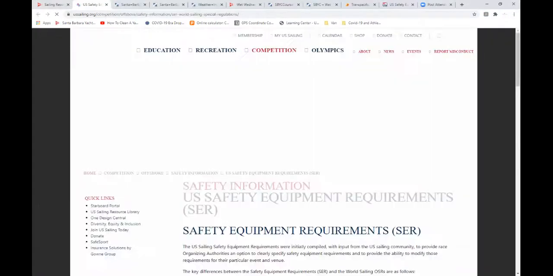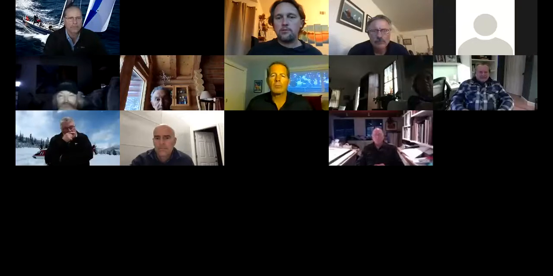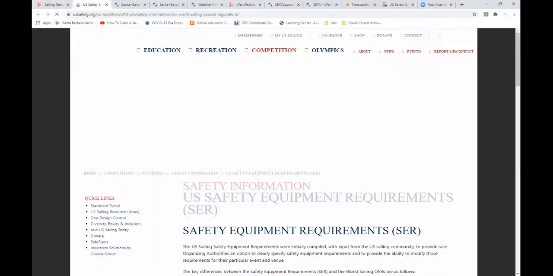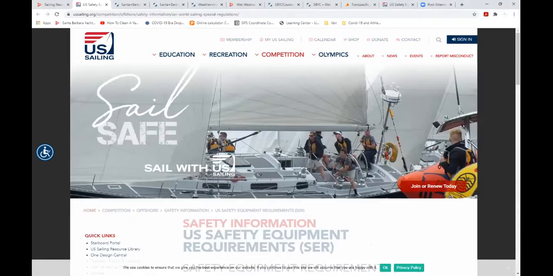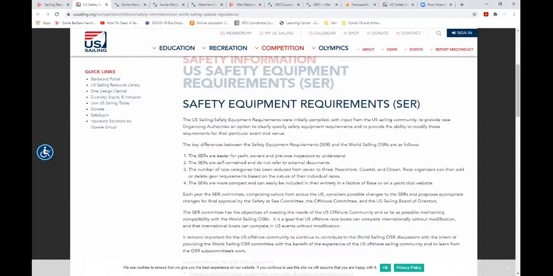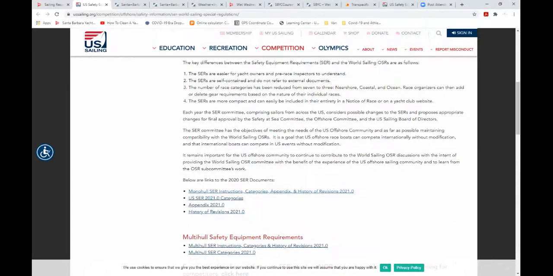So we'll go ahead and pull that up real quick and make sure that you guys are seeing that screen. Okay, so I don't know who's familiar or not familiar with the U.S. Sailing safety equipment requirements, but you all should be. The safety equipment requirements was brought about several years ago when it was kind of like, well, who's telling us what's safe and not safe? And each organizing authority had different things. And so U.S. Sailing essentially came up with a list.